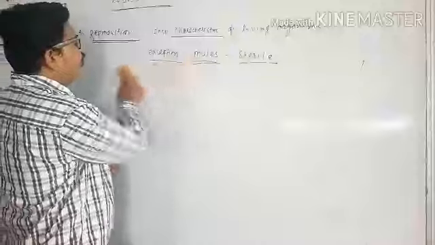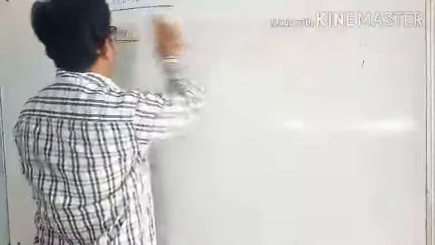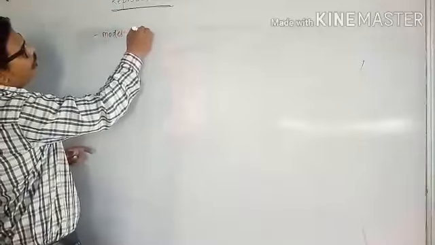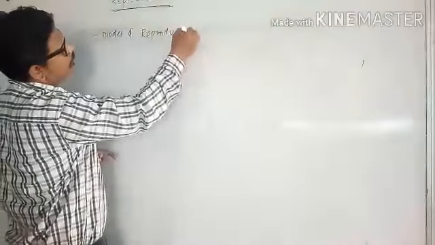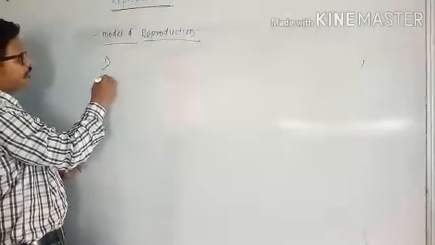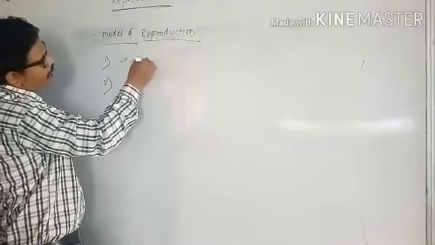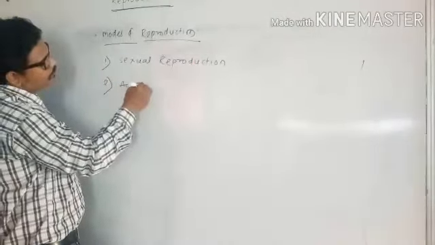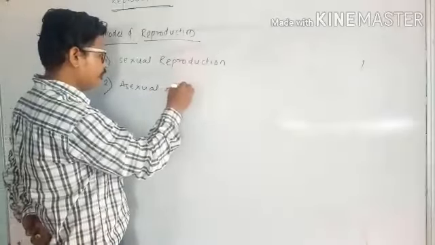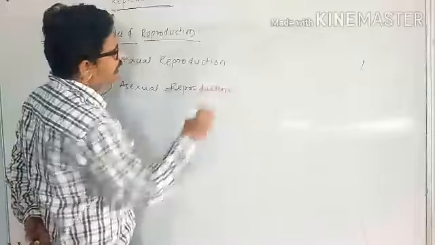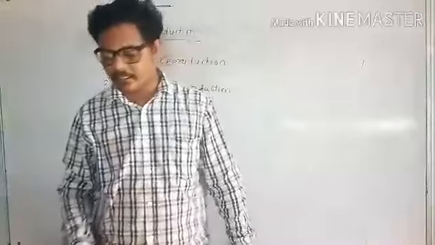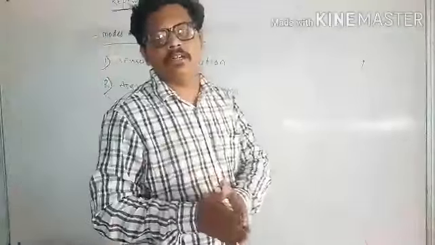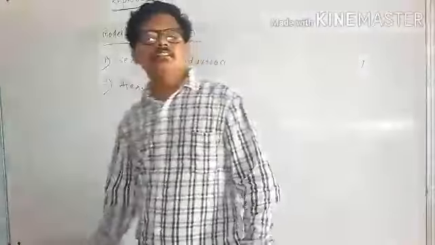Okay, so next discuss कर रहे हैं modes of reproduction. Now there are two modes of reproduction: one is the sexual mode of reproduction, and the other is the asexual mode of reproduction. Animals and plants, all living things are reproduced either sexually or asexually. That's why there are two modes of reproduction.